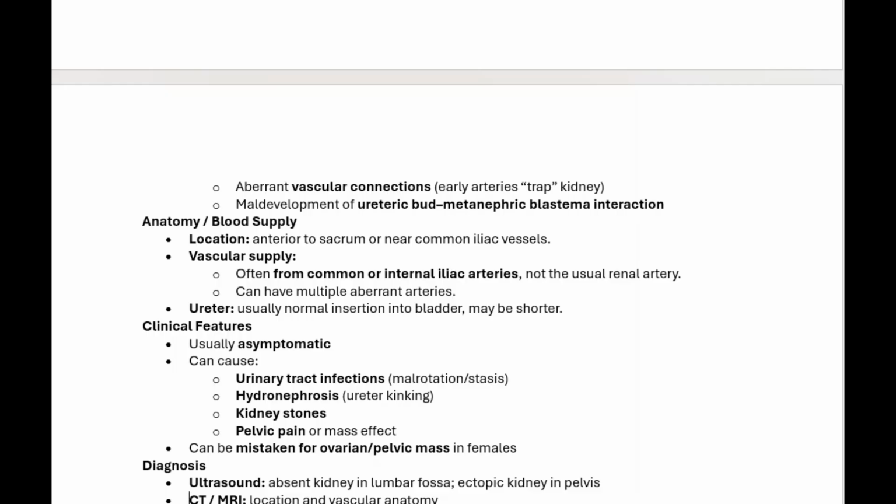And when you look at the blood supply and location of this pelvic kidney, in terms of location, they are usually located anterior to the sacrum or near the common iliac vessels. The vascular supply is often from the common or internal iliac artery, and patients can have multiple aberrant arterial supply. And the ureter usually has a normal insertion into the bladder, but may be shorter in these patients.